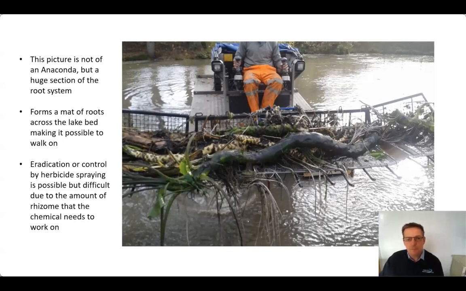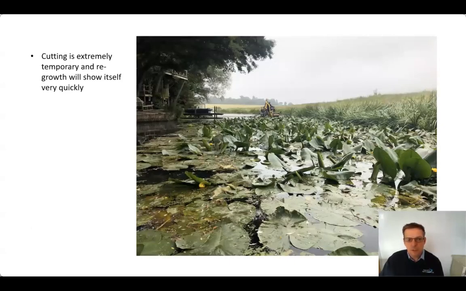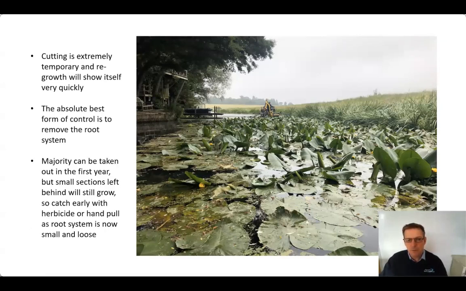Cutting is extremely temporary and regrowth will show itself very quickly. The absolute best form of control is to get the root system removed. The majority can be taken out in the first year, but small sections left behind will still grow. So catch these early with herbicide or hand pull, as the root system is now small and loose. Any part of the root left behind will be small and much more easily killed by herbicide.